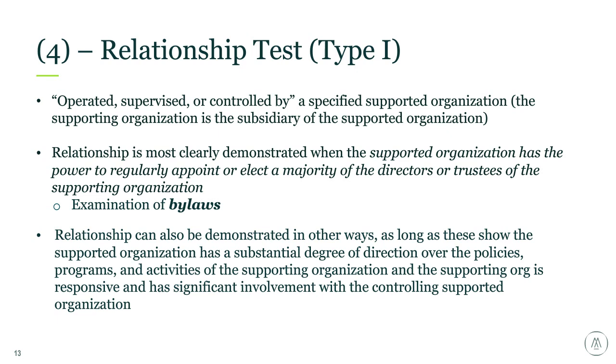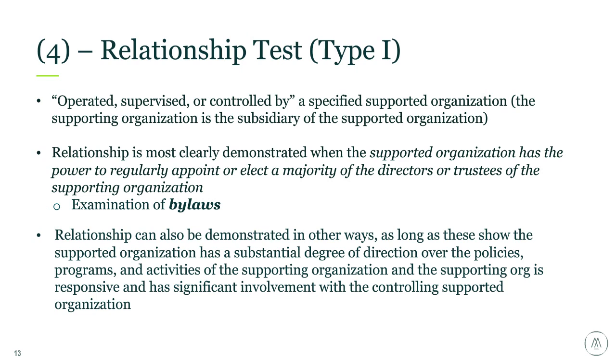Now, as a compliance check, a way to verify this is to examine the bylaws of the organization. This really does presume that the organization is indeed operating in accordance with those bylaws. All bylaws have an article which defines who the board of directors is and how that board may be elected or appointed. If you're a Type 1 supporting organization, you would want to ensure that those bylaws indicate that the supported organization can appoint or elect greater than 50% of the organization's governing body.